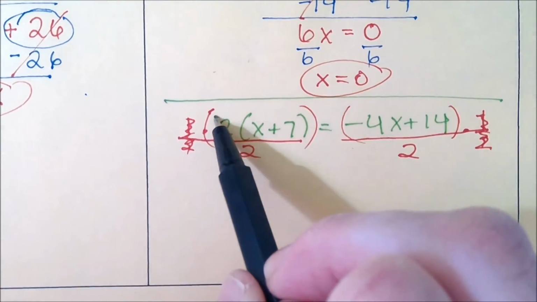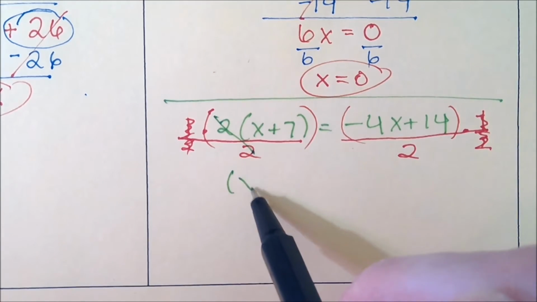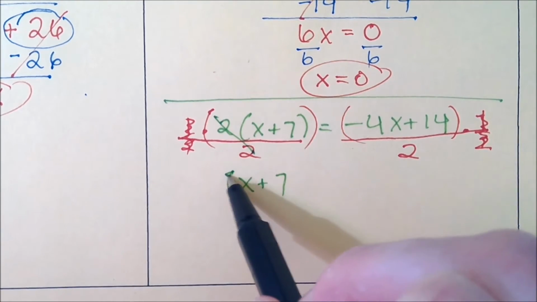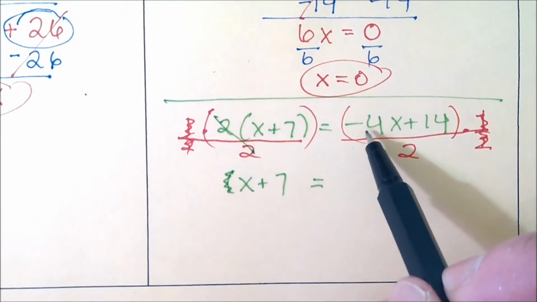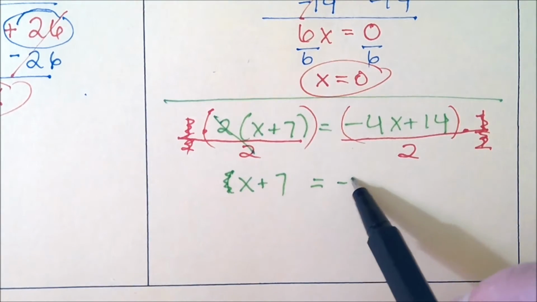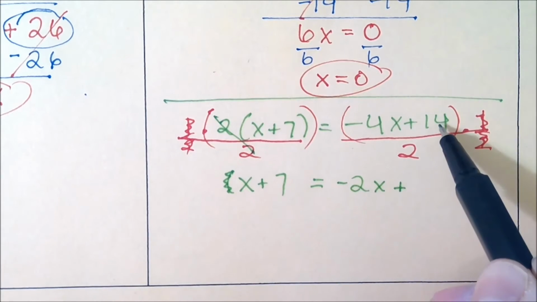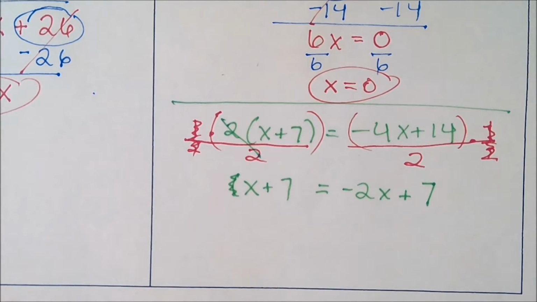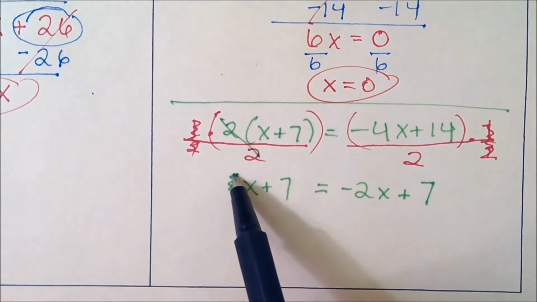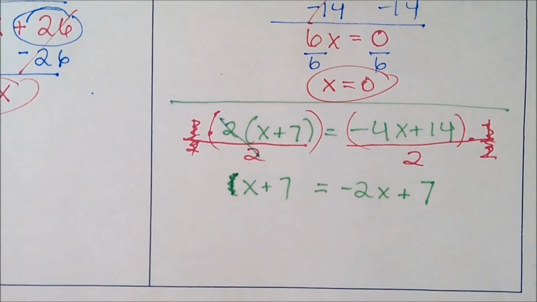So what happens is 2 divided by 2 makes those disappear. And I actually don't need that. And if I divide the right side by 2, negative 4 divided by 2 is negative 2. 14 divided by 2 is 7. So that actually makes this a pretty simple problem from here if we wanted to.